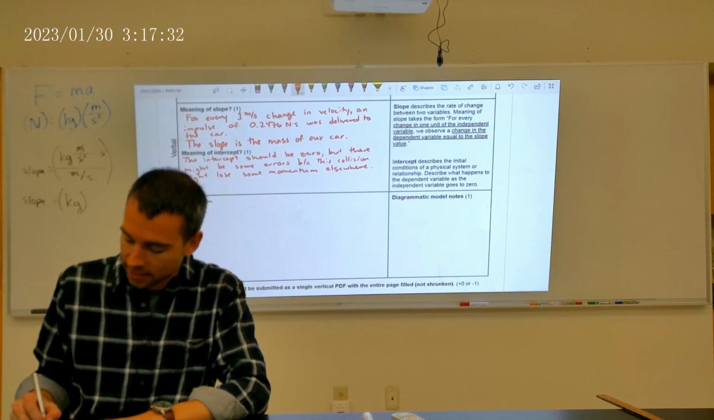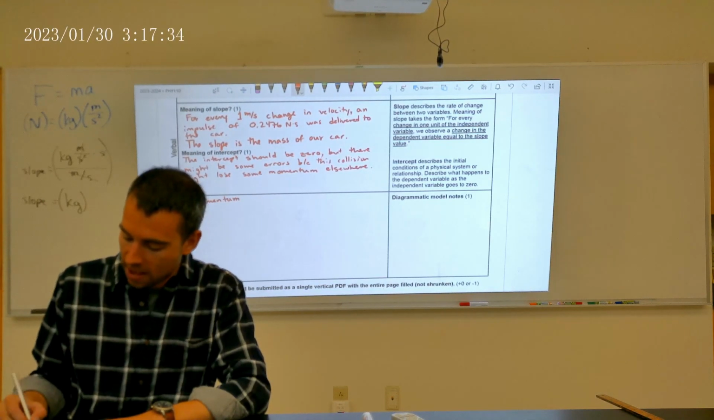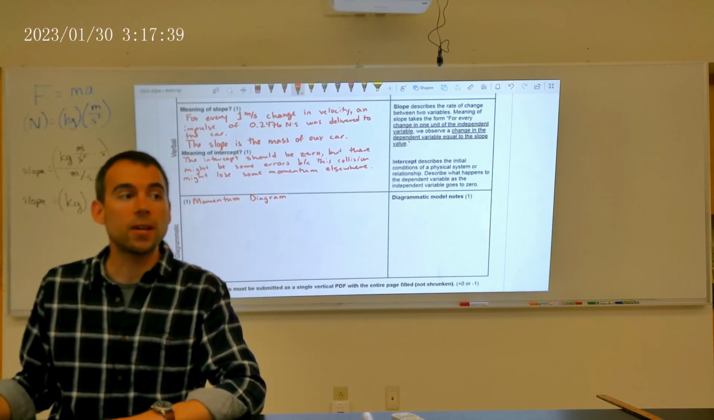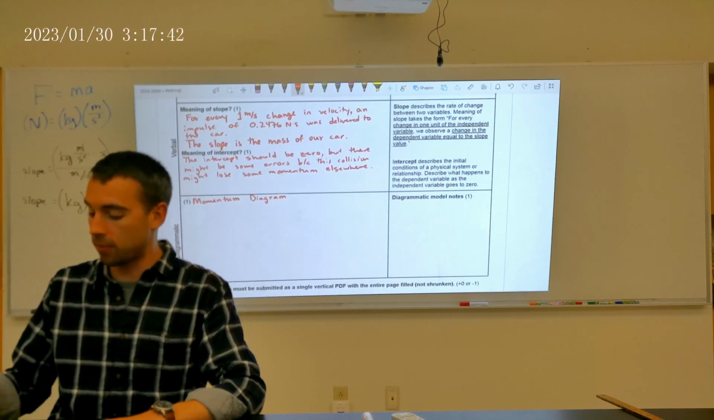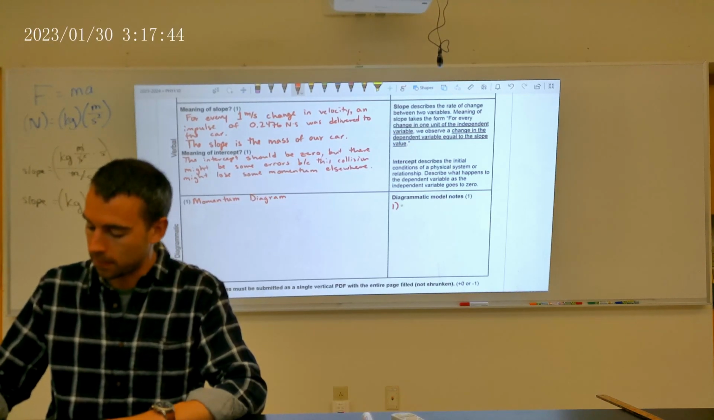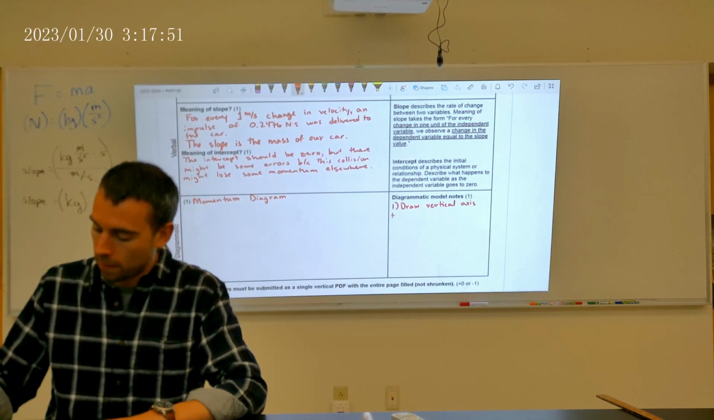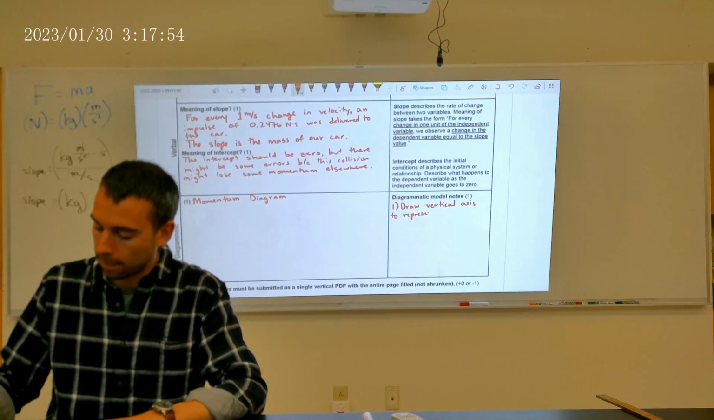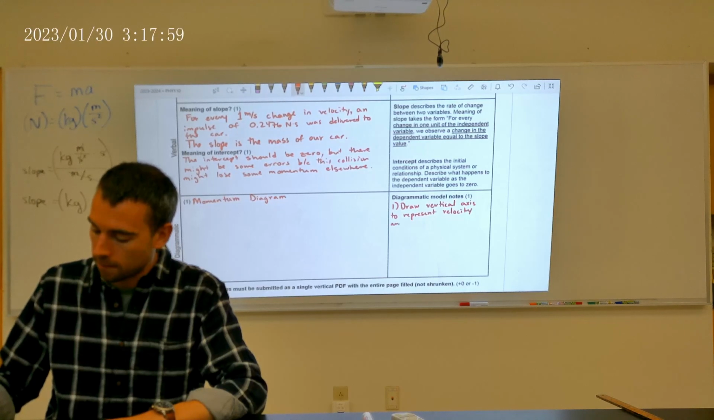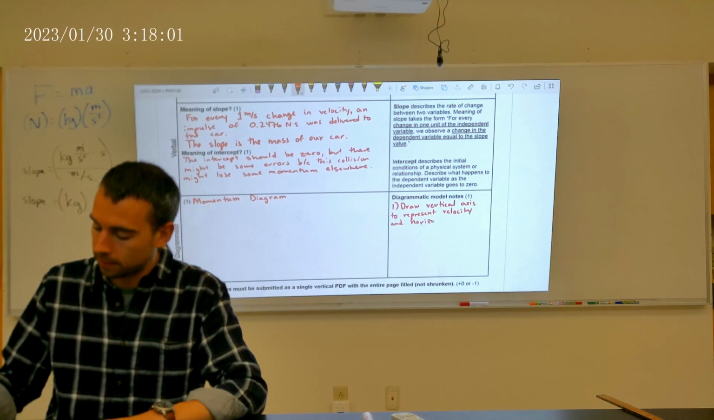So for the last diagrammatic model, we have momentum diagrams. Let's make a couple of notes before we draw the momentum diagram for this situation. 1, draw a vertical axis to represent velocity. And horizontal axis to represent mass.